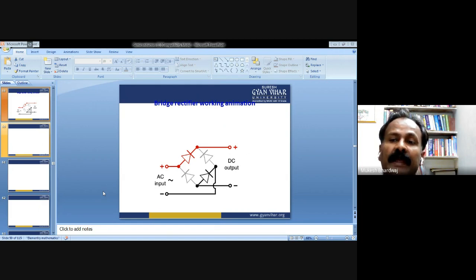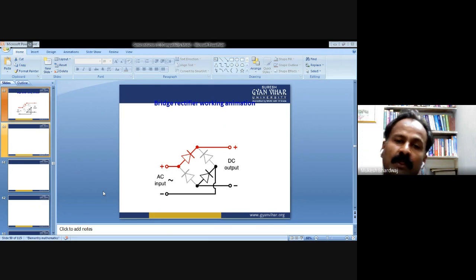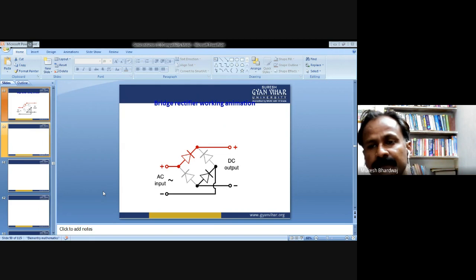Now, the diode as a filter. As we have seen, some ripple is introduced in the output of the rectifiers, so we need to remove the ripples, and to remove the ripples we need a filter circuit, and the filter circuit is again comprised of diodes. So the diode is the basic element in the filter. Filters are of various types: series inductor filter, shunt capacitor filter, and so on. First we discuss the series inductor filter.